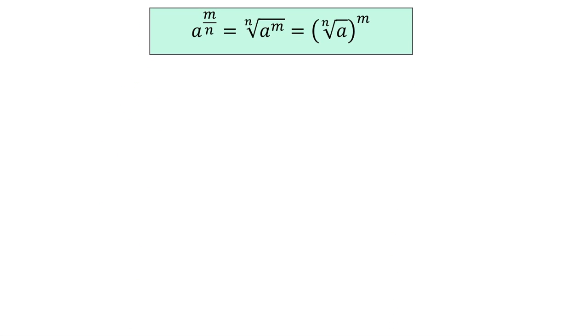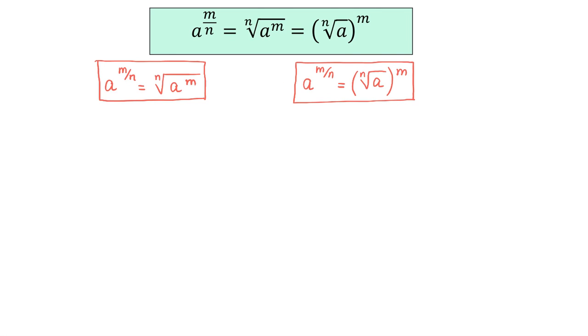Here we have a to the power of m over n equals nth root of a to the power of m, or this equals nth root of a all to the power of m. So this rule tells us that we can write a to the power of m over n as this expression or as this one. So here to the left we can write a to the power of m over n as nth root of a to the m, and to the right, we can write a to the power of m over n as nth root of a all to the power of m.